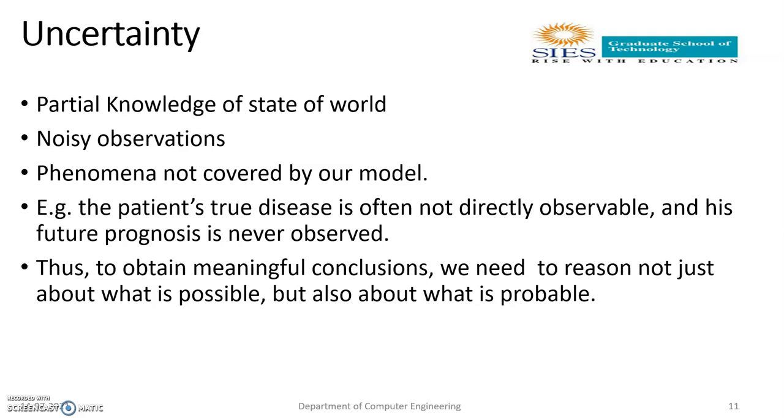Thus, to obtain meaningful conclusions, we need to reason not just about what is possible, but also about what is probable. So whenever we design a model or try to find out any outcome, we need to work on what the possibilities are. That is very true. But we also need to work on the different probabilities of that event occurring. So this subject is entirely regarding this.